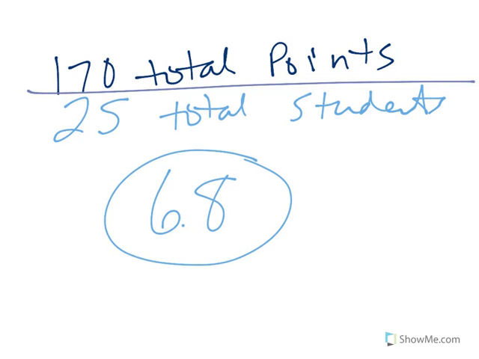And that makes sense because the total is out of 10. So we know our answer has to be less than 10 because not everybody scored perfect. And there's that one.